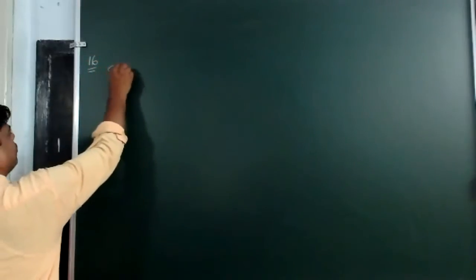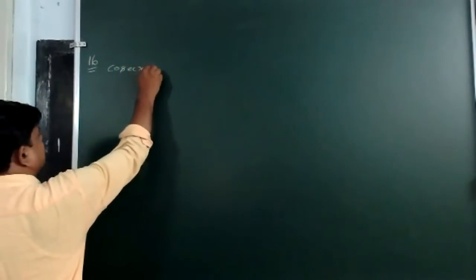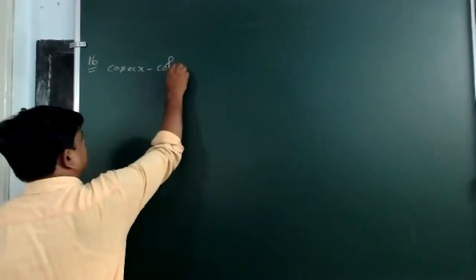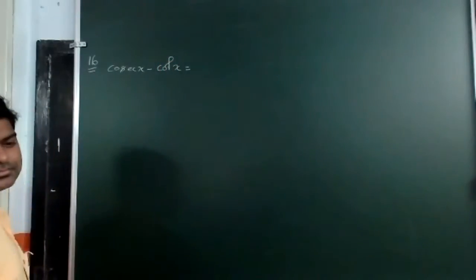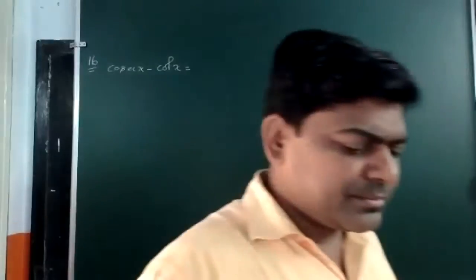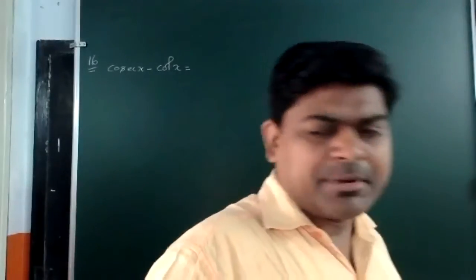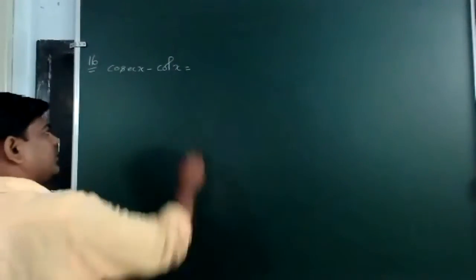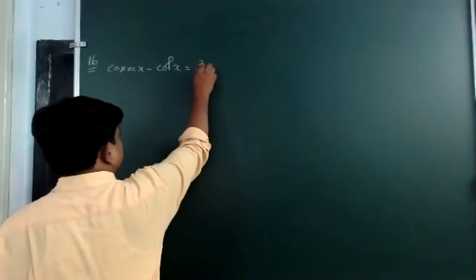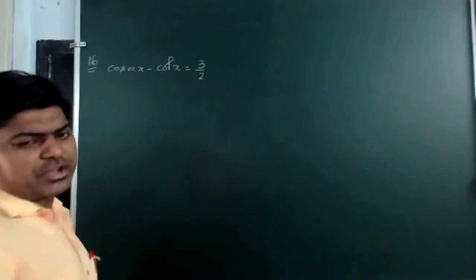In the same way, I think question number 16 will be easier if I find the value of cosec x plus cot x. Actually, in question number 16, cosec x minus cot x is given as 3 by 2. All of you listen to me carefully to what I want to say.